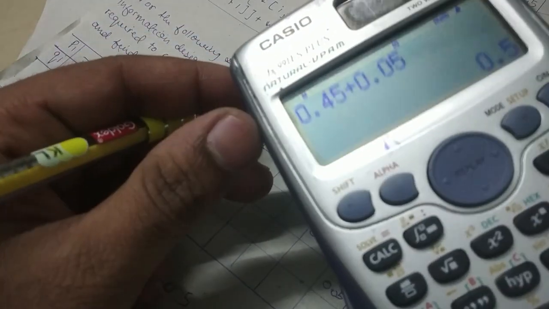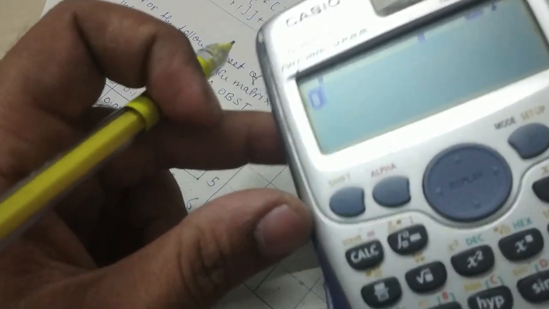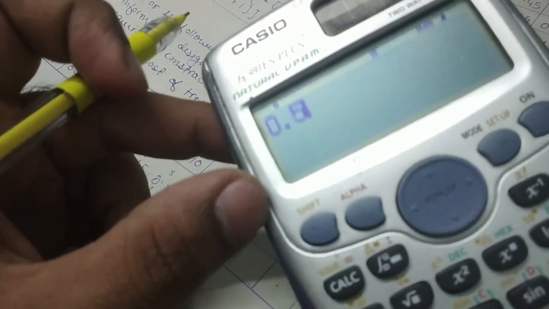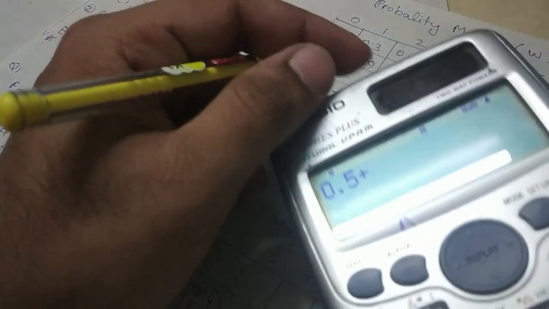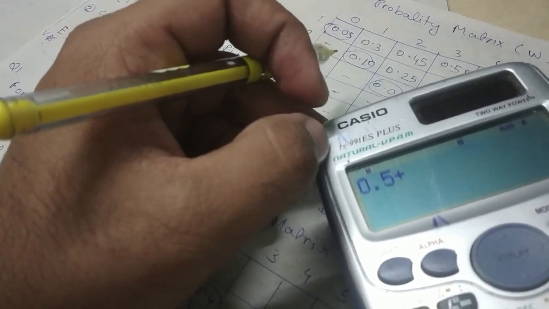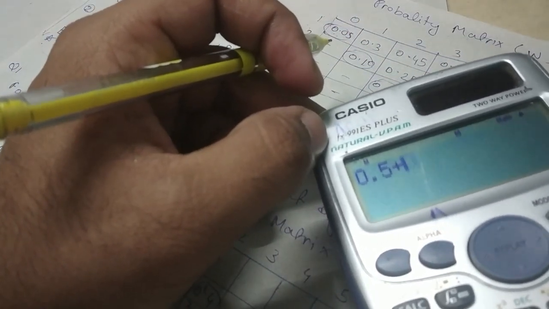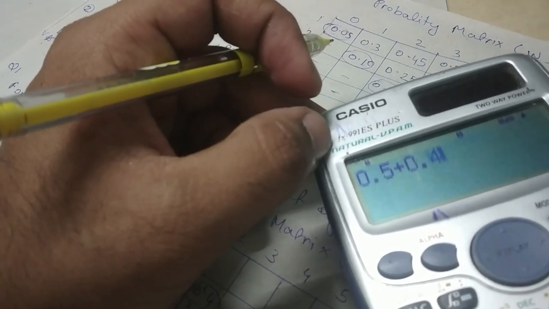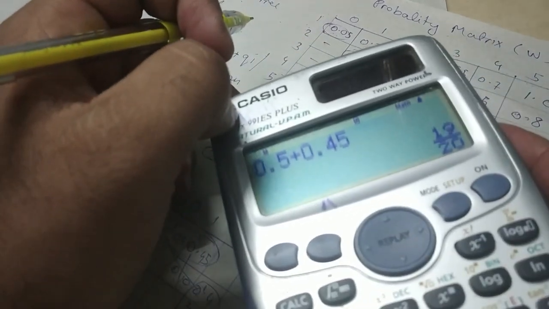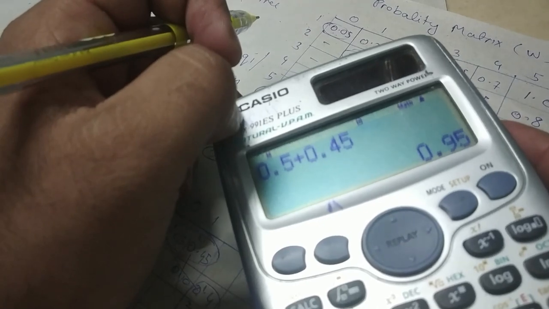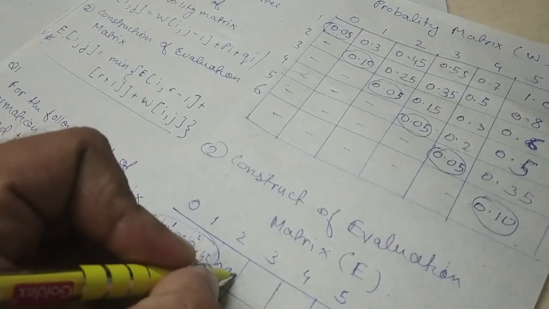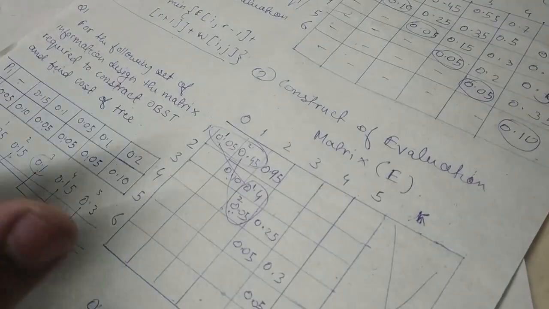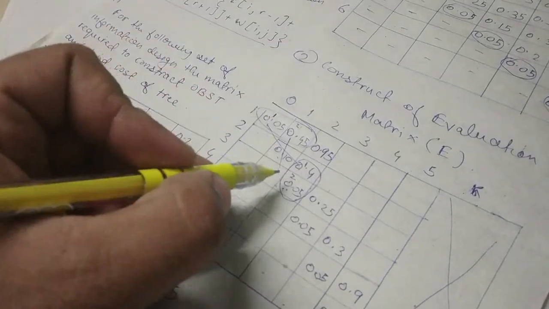So 0.5 plus now 2 by 1, okay, which is 0.45. So I will add 0.45, which is 0.95, and the answer is absolutely correct, 0.95. So are you getting what I am doing here?